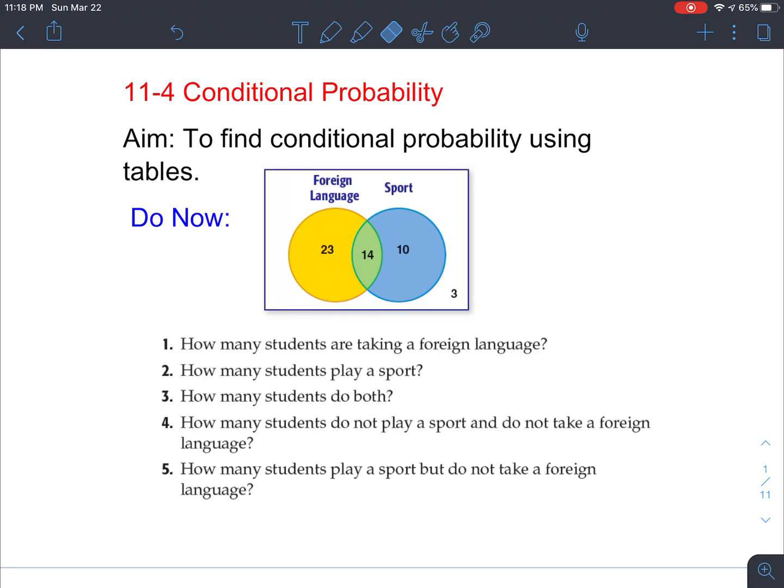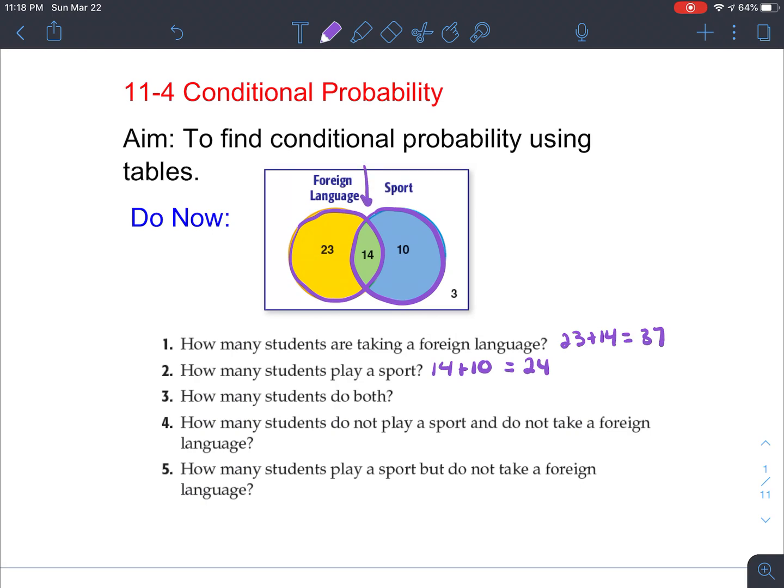So, how many students are taking a foreign language? Remember, this yellow circle represents all the students taking a foreign language. So if we want to find the total, we have to add up the individual values to get the total number of students taking foreign language. Same thing with sports. How many students play a sport? Blue circle represents the sport. So we have to add up all the numbers within that blue circle to get 24 total students.